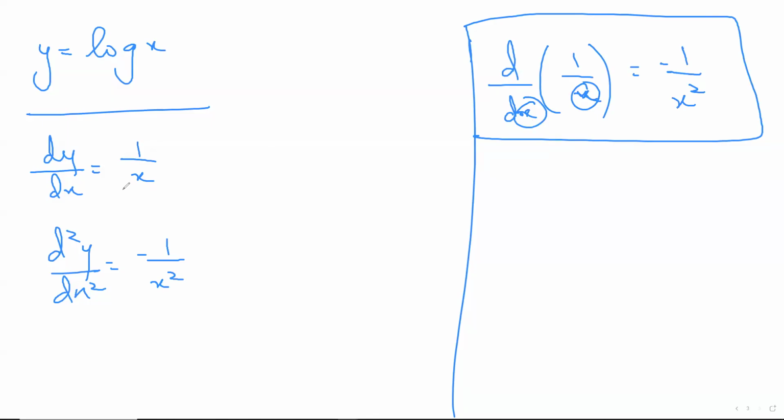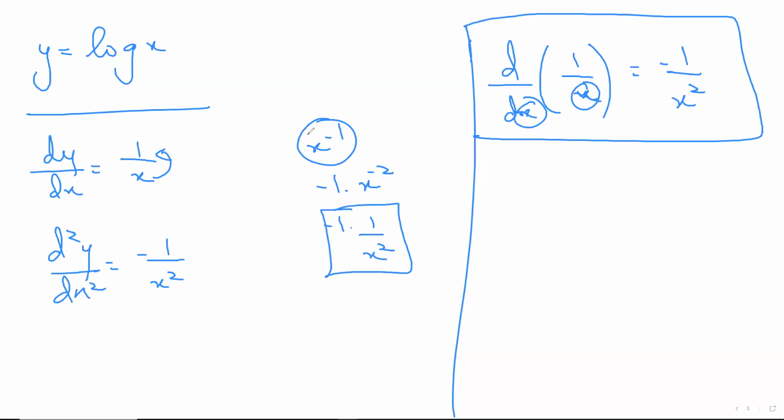Now, how did this actually come? The x goes on top, becomes x to the power minus 1, correct? Now you can differentiate that. Write the minus 1 as it is. x to the power minus 2, the minus 1 remains as it is. And to make the power positive, I write this. So therefore, the answer is minus 1 by x square.